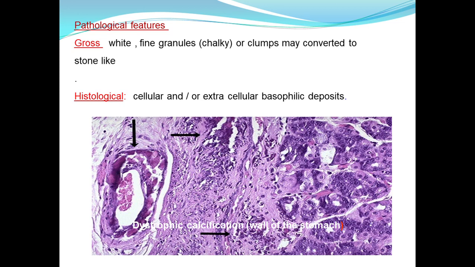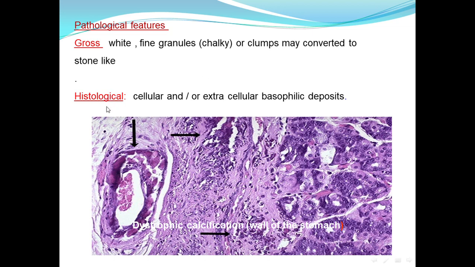Pathological features. Gross features: the calcium appears as white, fine, chalky granules, or it forms clumps which may later be converted into a stone-like mass.